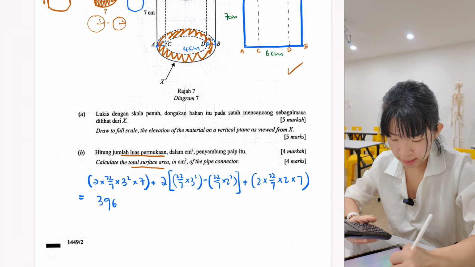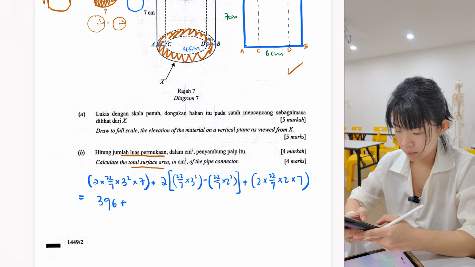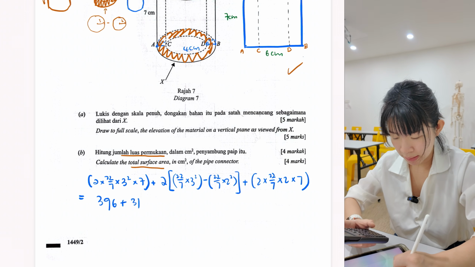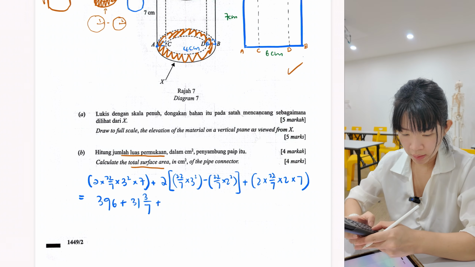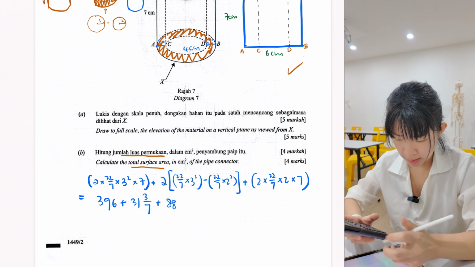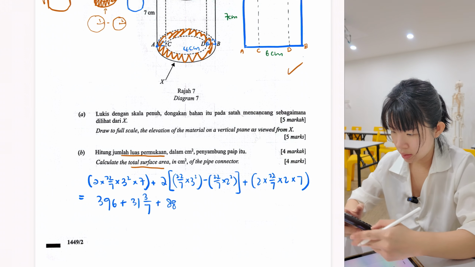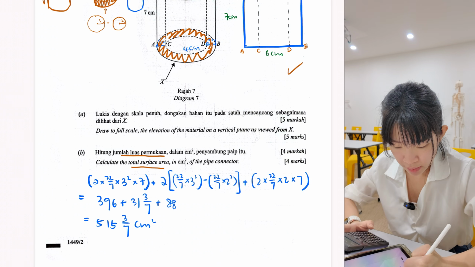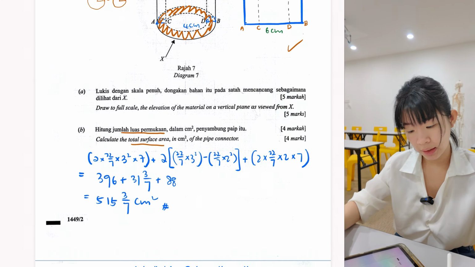So this one 396. Okay, after times 2 everything, the 2 rings here will be 31, 3 over 7. Okay, plus 88. So everything add together. Okay, so we get 515, 3 over 7 cm square. So this is the total surface area. Alright, so let's go next one.